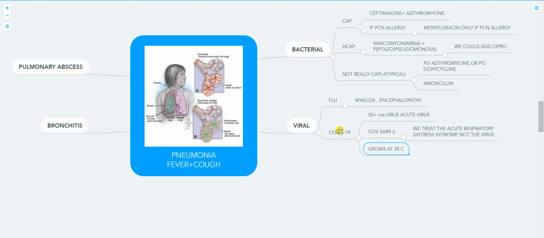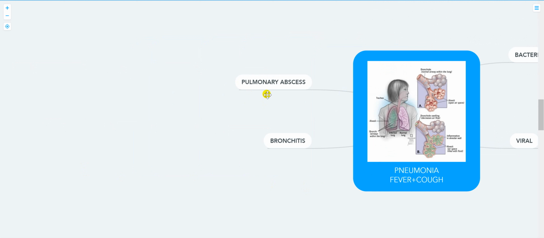Another thing, if it's a pleural abscess, pulmonary abscess, how do we treat it? Usually we find a cavitary lesion, air fluid level. Then we add clindamycin for anaerobic coverage, or ampicillin sulbactam. And just watch out, it could be TB, it could be a fungal infection. That's one thing important to look for.